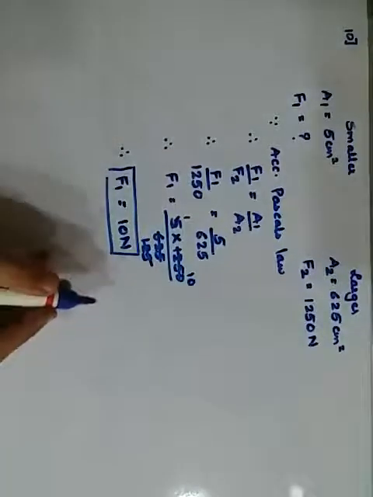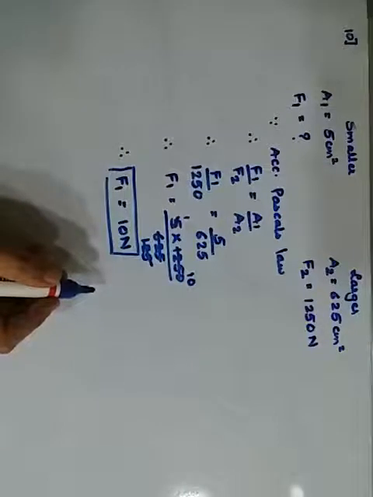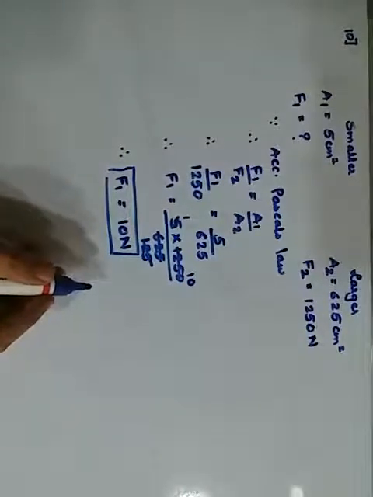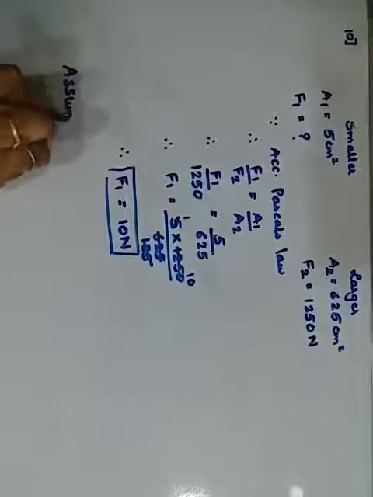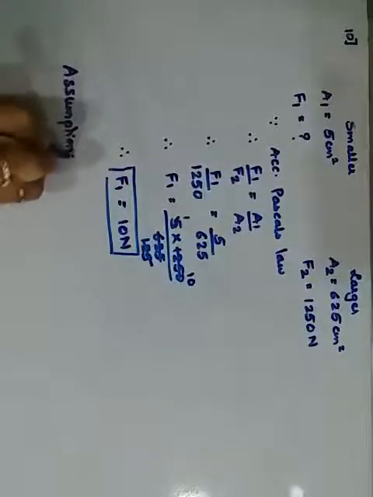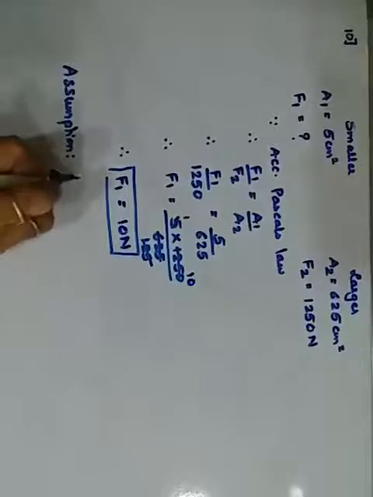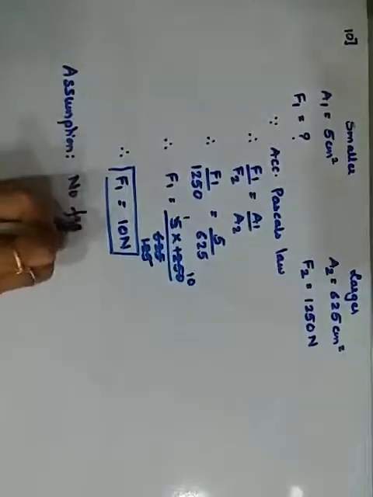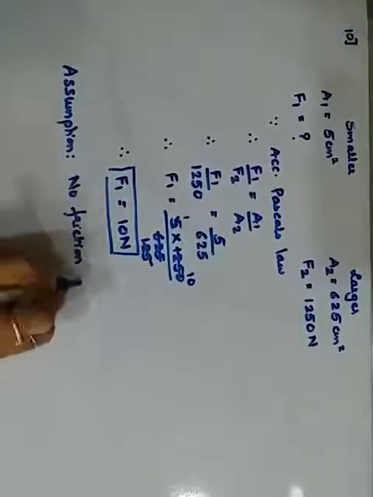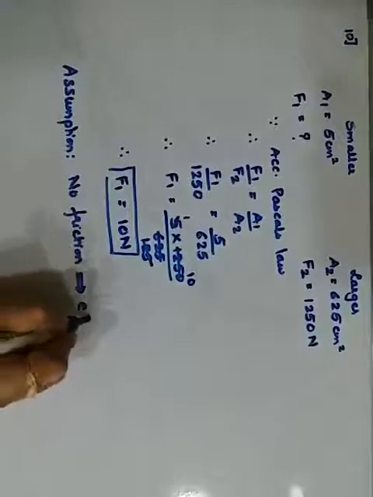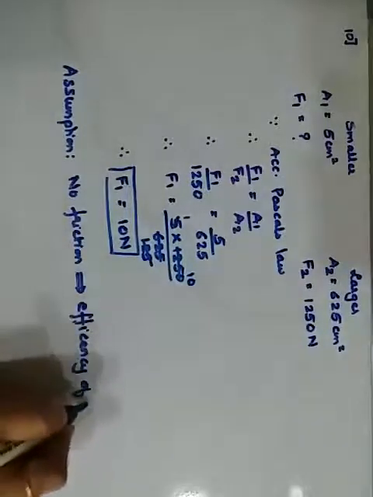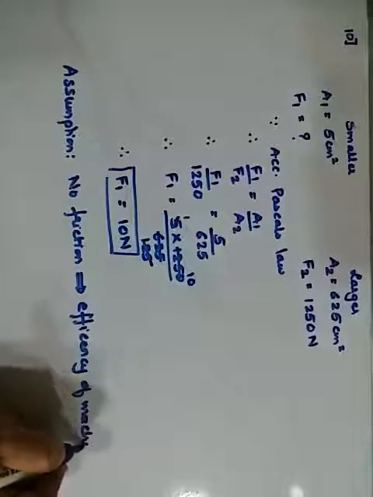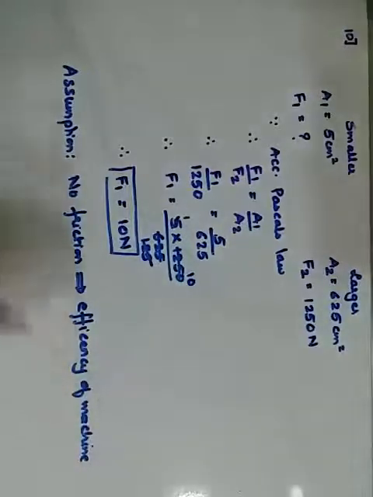Okay, one more question is asked in it: state any assumptions that you are making. So the assumptions that we are making, the answer is already given, but what would be the probable reason for it? The probable reason is there should be no friction. Why should there be no friction? Otherwise the efficiency of the machine reduces if there is friction. So that is the reason.